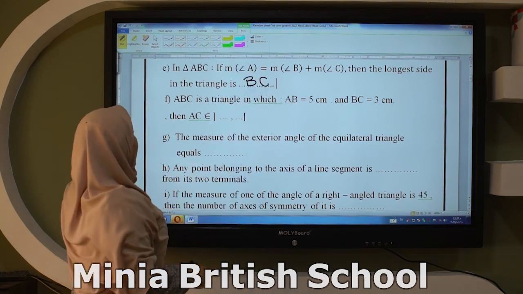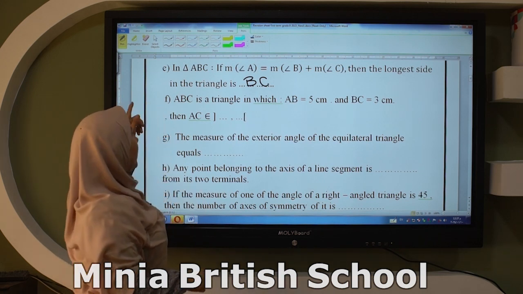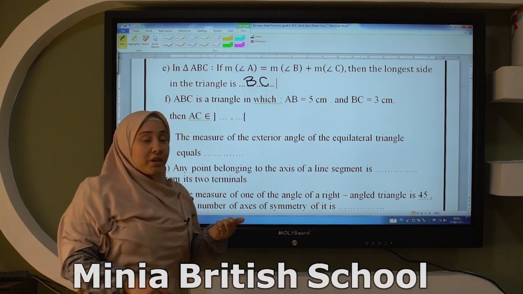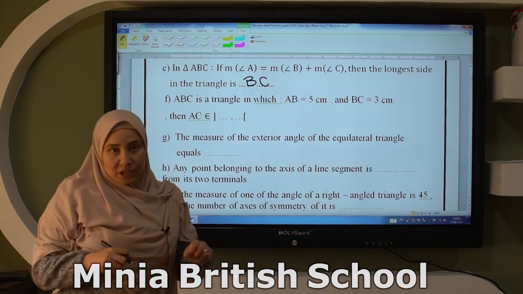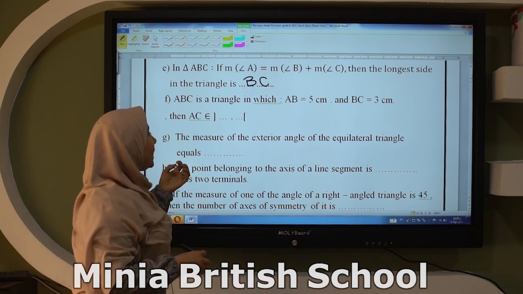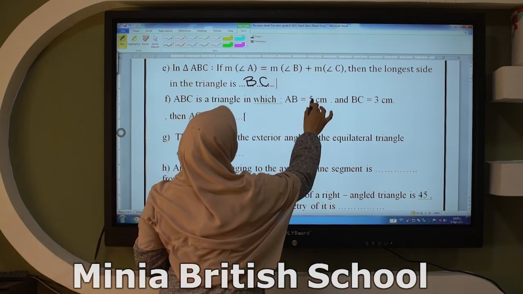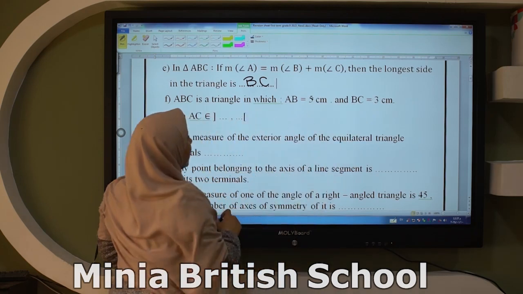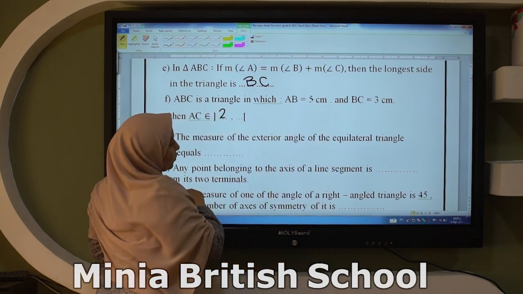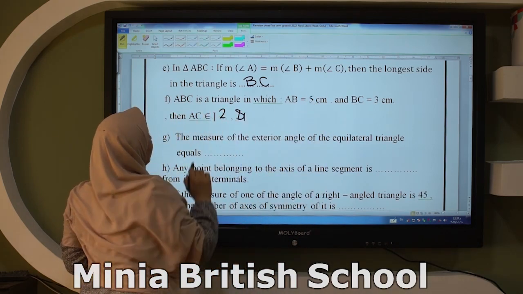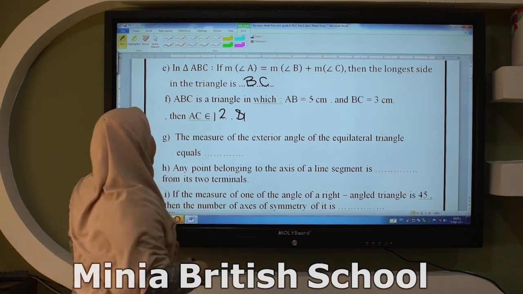Letter F: if ABC is a triangle in which AB equals 5 cm and BC equals 3 cm, then AC belongs to which interval? AC here belongs to the open interval. Find the difference between the lengths of the 2 sides, which equals 2, and find the sum of the lengths of the 2 sides, 3 plus 5 equals 8. Then AC belongs to the open interval 2 and 8.